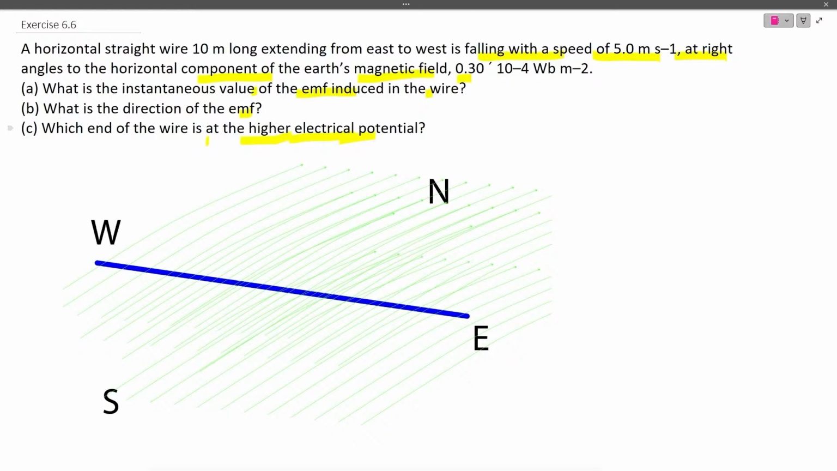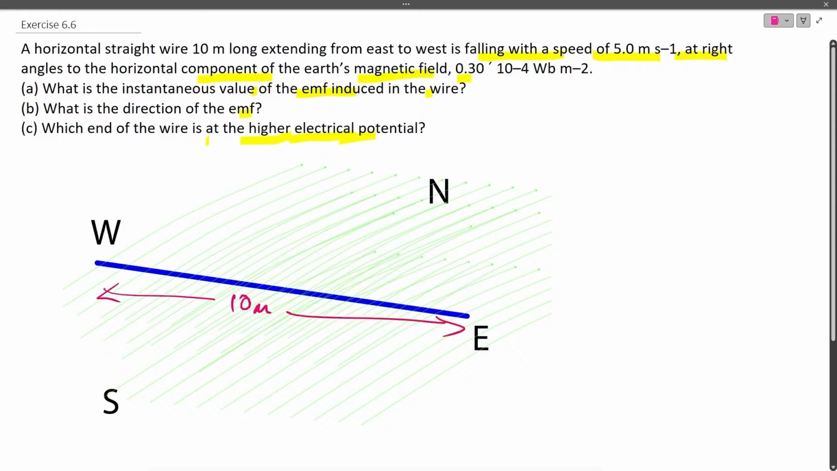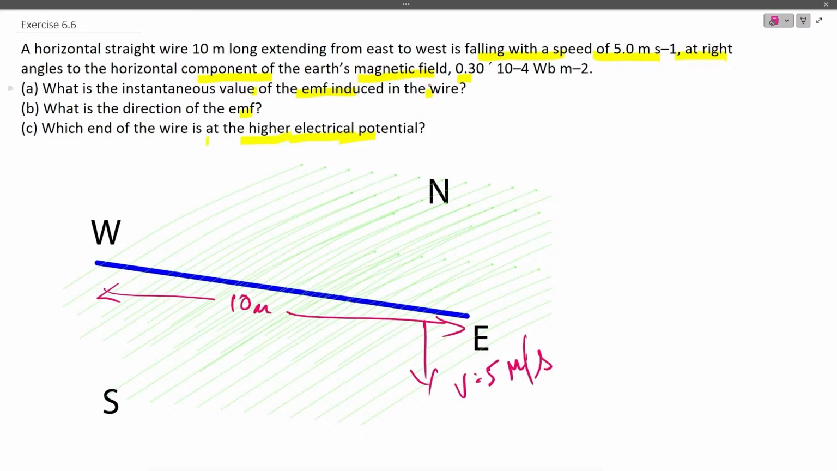So in this question, it has been given that a wire of 10 meter in length, this wire, let us assume that this is 10 meter in length, is falling down with a speed of 5 meter per second, and it is subjected to a uniform magnetic field of magnitude 0.30 into 10 to the power minus 4 Weber per meter square. Now we have to find out what is the induced value of EMF in this wire.